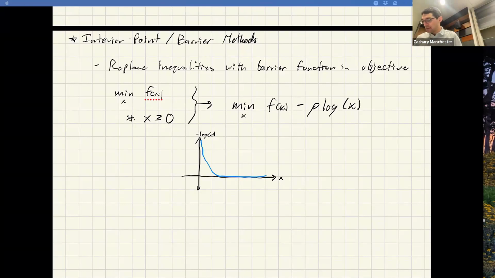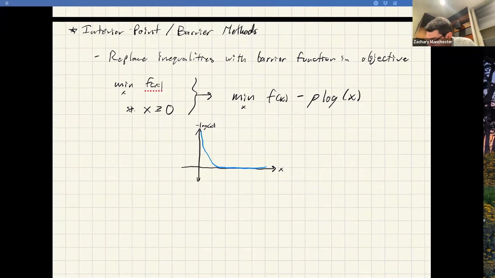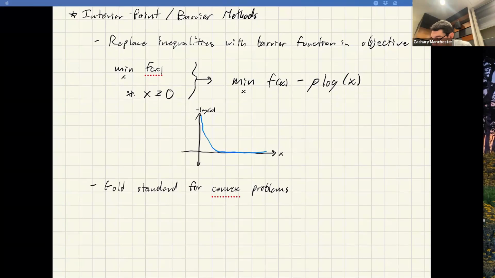Okay, cool. Things to say about this before we dig deeper: these are basically the gold standard for convex problems. To first order, if you have a convex problem of moderate size, not insanely huge, this is the thing to do. This is the first thing you should try. It's kind of the standard. With this thing, you can throw Newton's method at it.